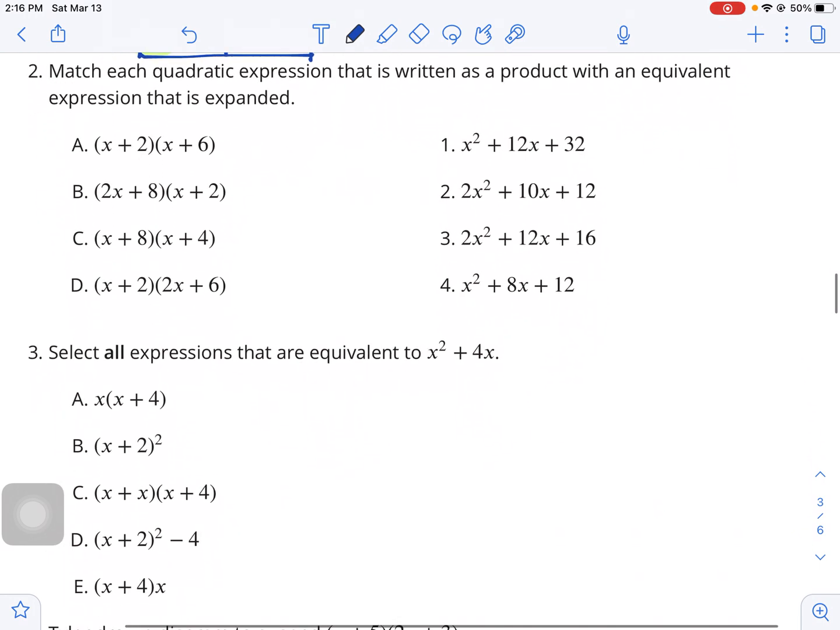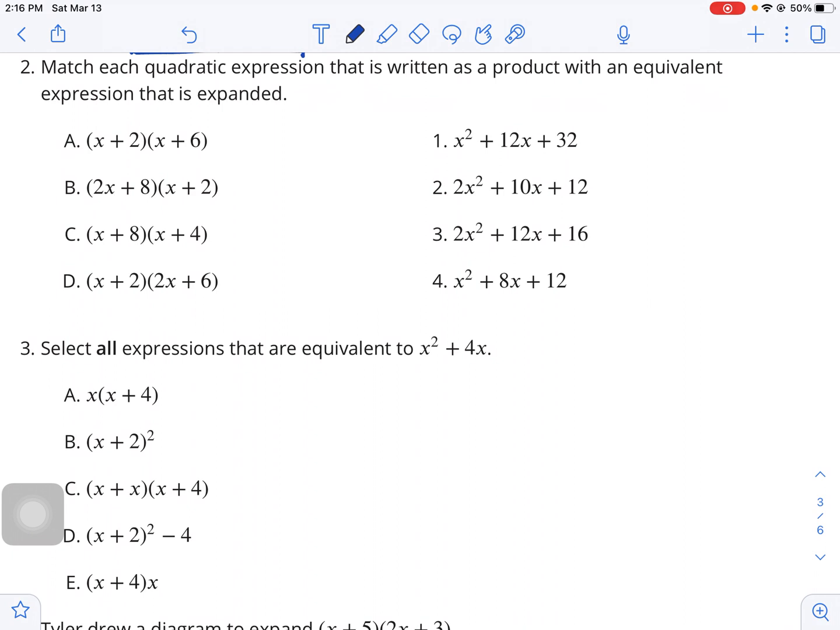For number 2, match each quadratic expression that is written as a product with an equivalent expression that is expanded. So if we start expanding this using distribution, we have x squared plus 6x plus 2x and then plus 12. And we have to remember to add these middle terms. Those are like the diagonal on the diagram method. And so we get 8x, and so number 1, letter A there is going to be matched with number 4.